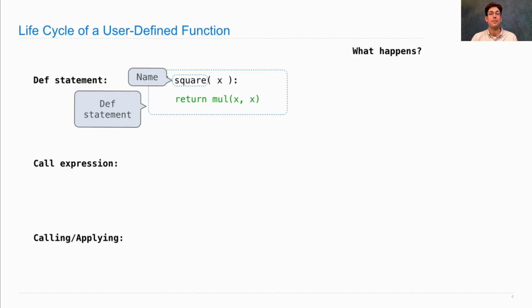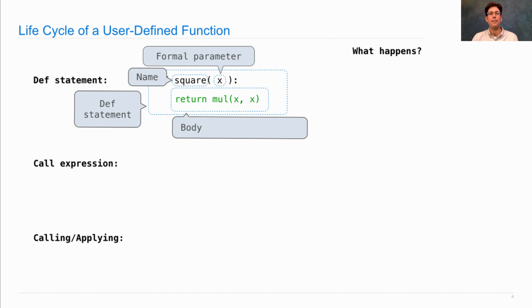It has a name for the function you're defining, a formal parameter, which is the name you give to the argument of the function. There can be more than one formal parameter, in which case they're separated by commas, one for each argument. The body of the def statement is everything indented after the first line. And in this case, it's just a single return statement, though it is possible to have more than one line. This return statement has a return expression, which multiplies x and x together.